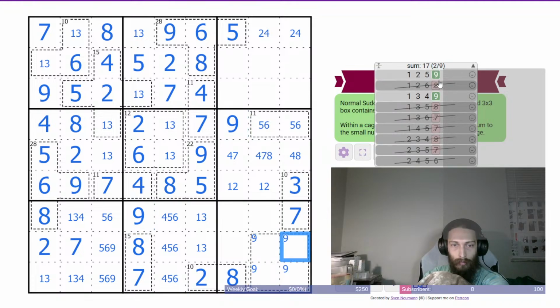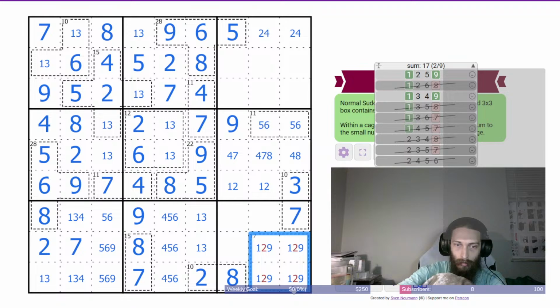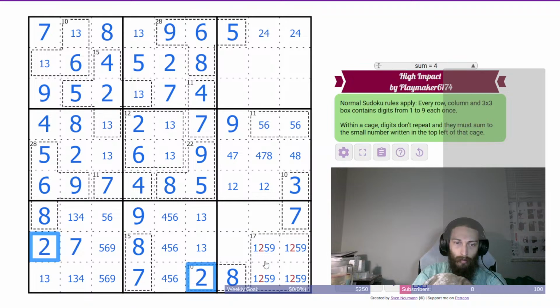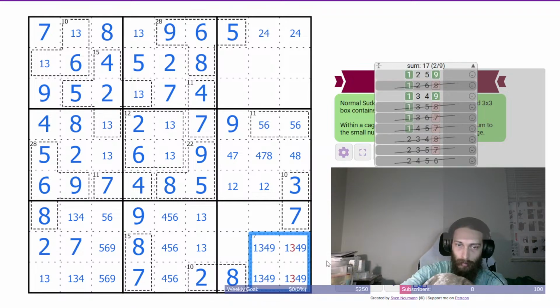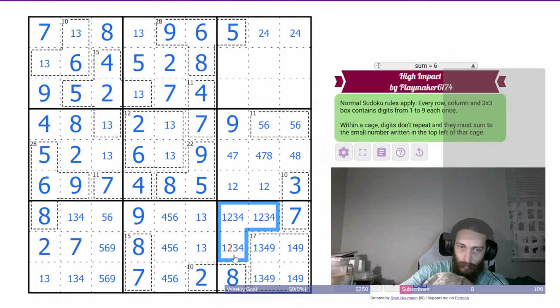So it has to have a 1. And then it's between 2, 7, and 3, 4. 9, 2, 5, 6. But I can't go on the outside. Can't have a 2 in there. So it's not 2, 5, it's 3, 4. 1, 7, 3, 4, 9, 8.